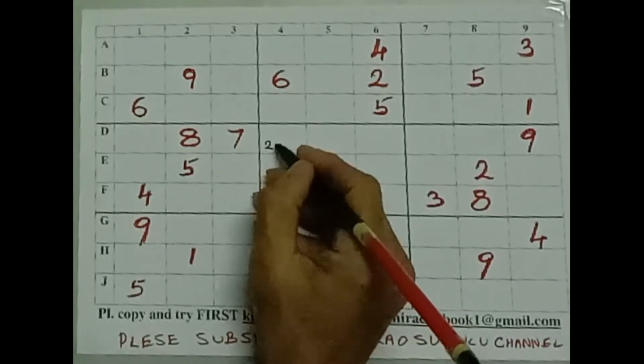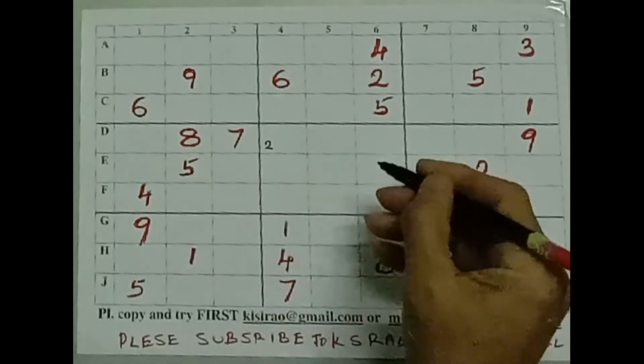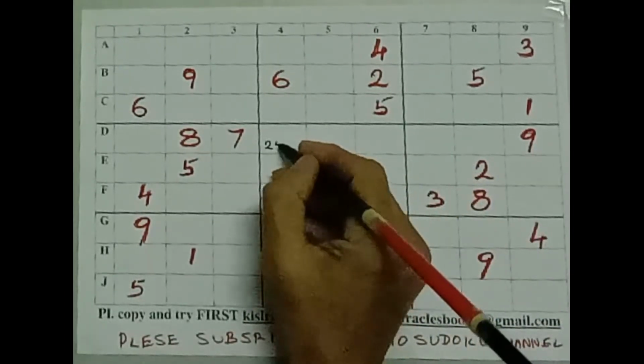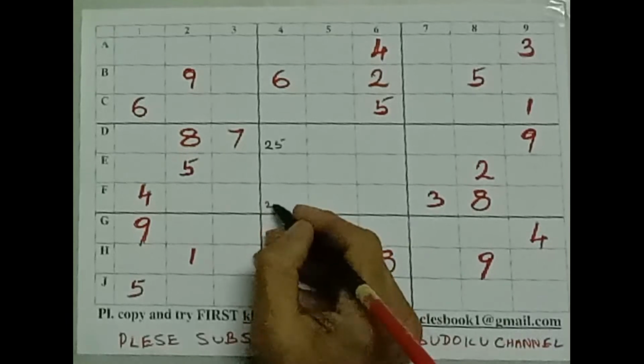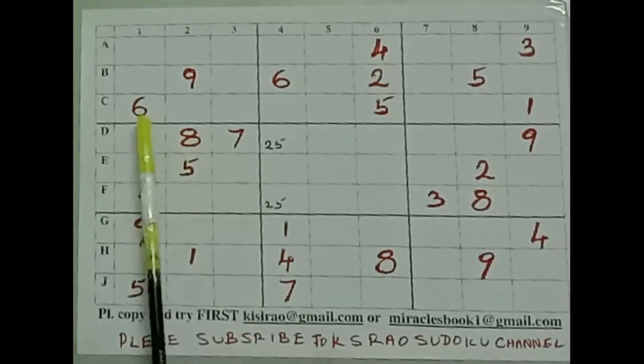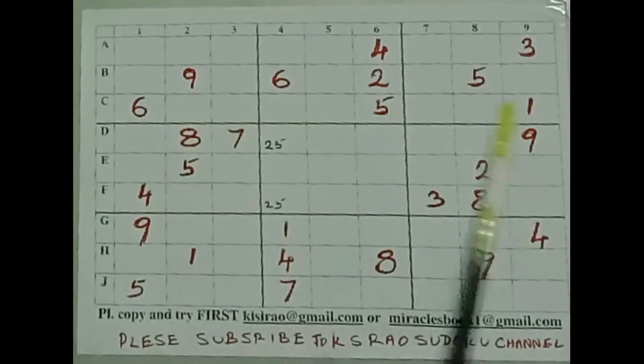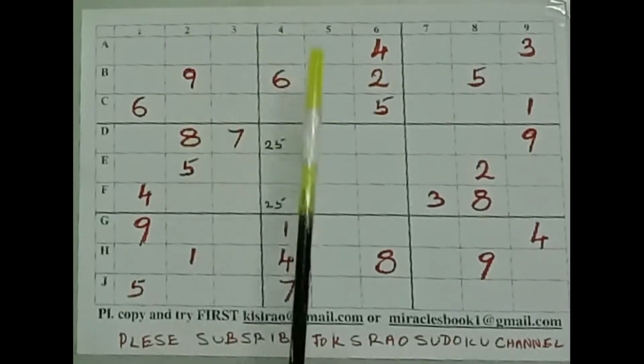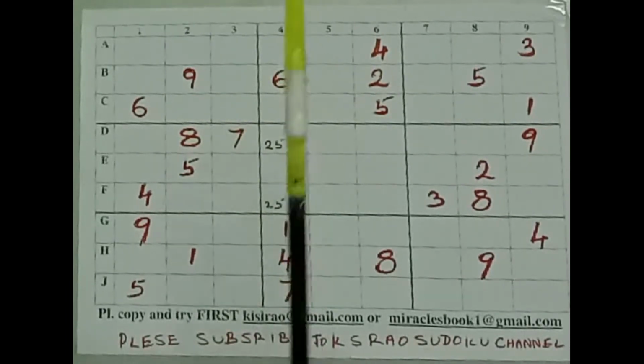This pair, 2 and 5, we have got very indirectly. Now, in this column we have only 3 vacancies. What are they? Let us have a look. We require 3, 8 and 9. Okay, let us leave it for the time being.